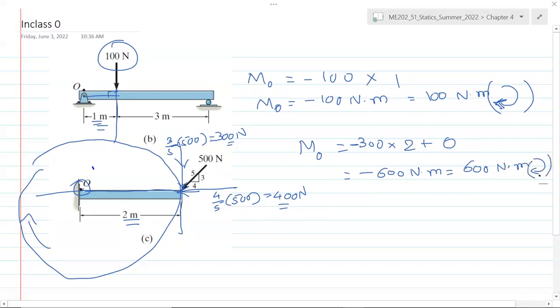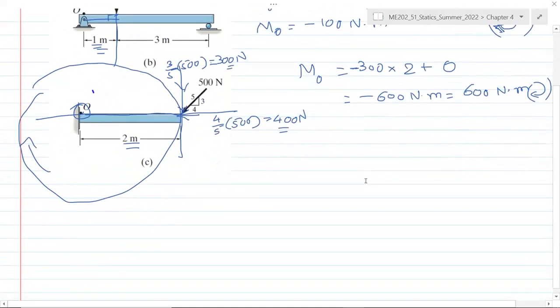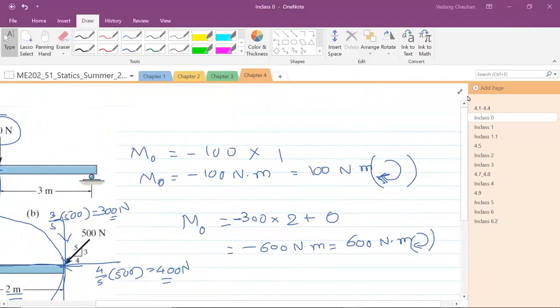So when you use an arrow like clockwise or counterclockwise, then always use a positive number. When you don't use an arrow, then use negative if it is clockwise or positive if it's counterclockwise. For Pearson Mastering Engineering, you don't have the option to show an arrow, so always go with a negative number if it is clockwise. So that is one problem.